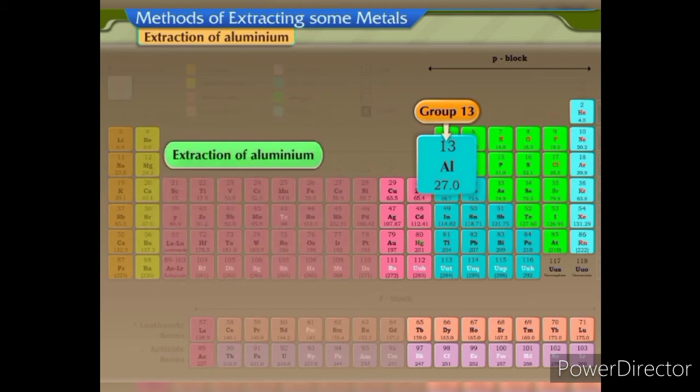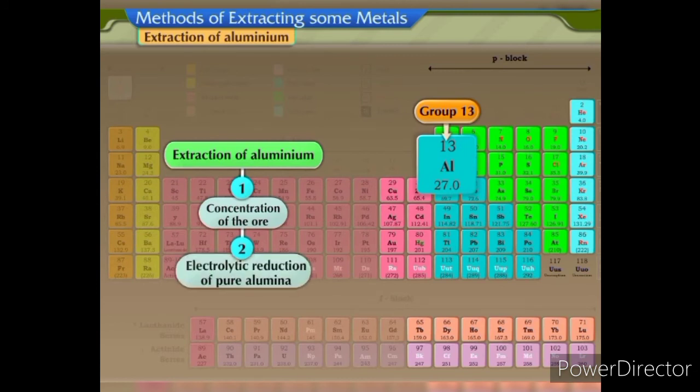The extraction of aluminium involves 2 steps. The first step is the concentration of the ore and the second step is the electrolytic reduction of pure alumina.